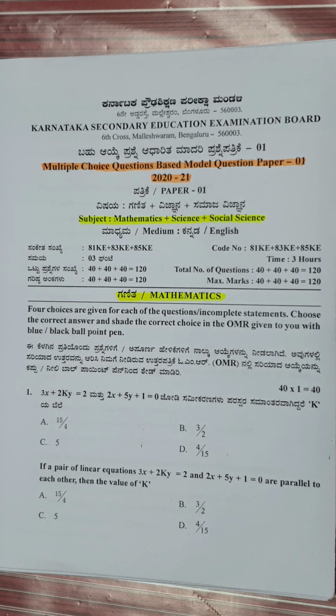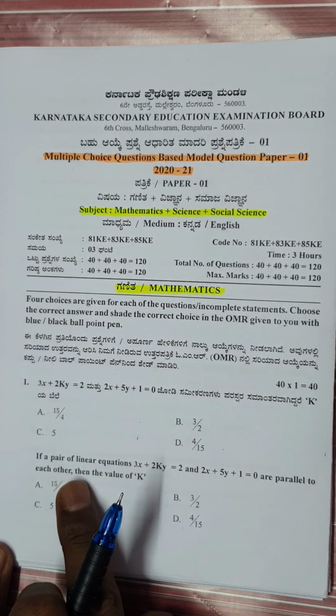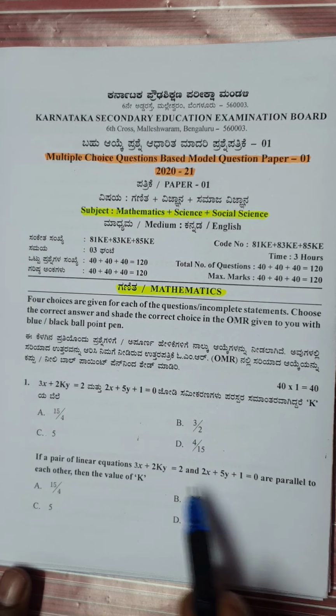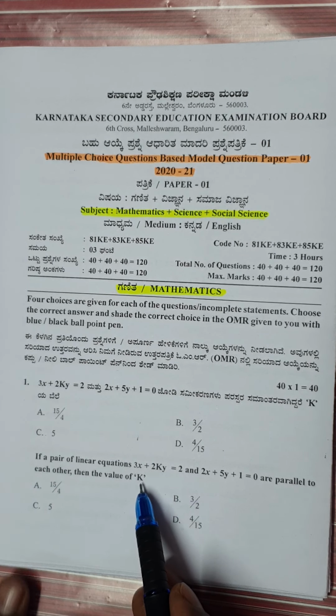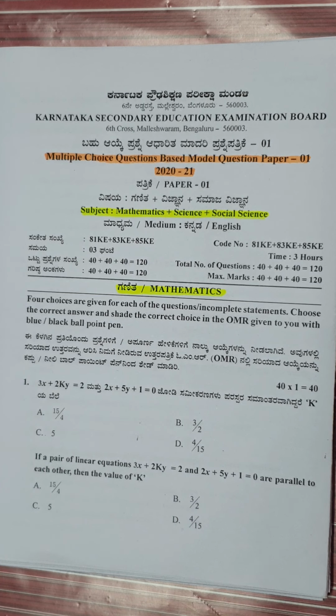So here comes question number 1, which is already seen in the video. The first question we have is, if a pair of linear equations is given and they are parallel to each other, then find the value of k. Before going into the options, let's solve it and find the value of k and then check the options. As I told you, you have to be very fast solving it. At the same time, don't be in a hurry and make mistakes. You have to be smart also here.